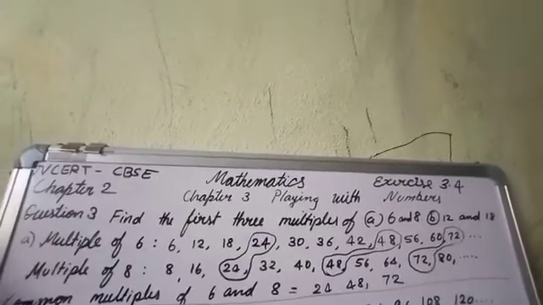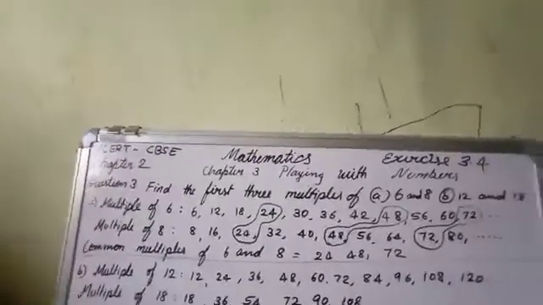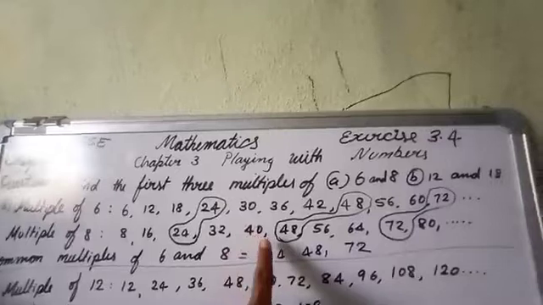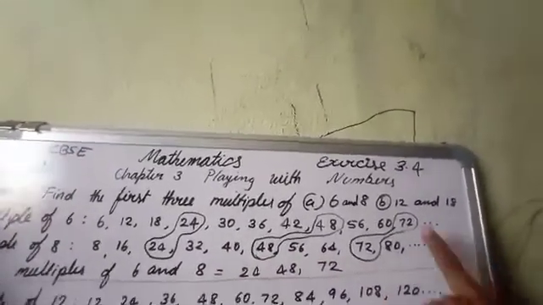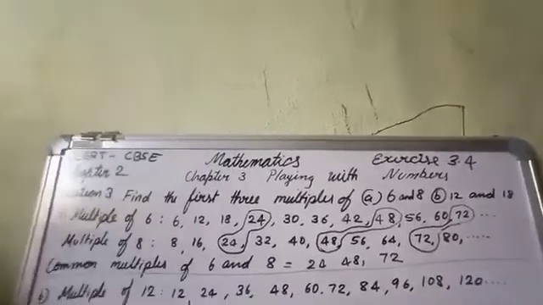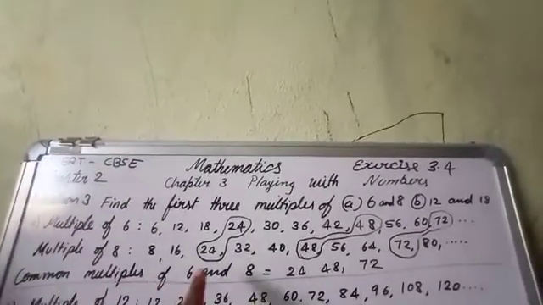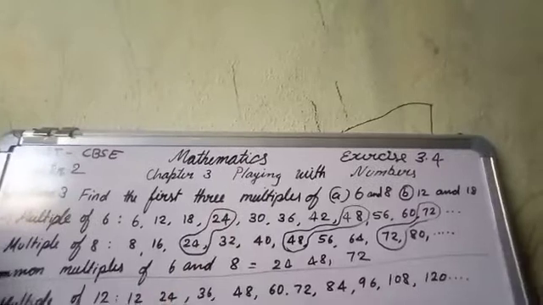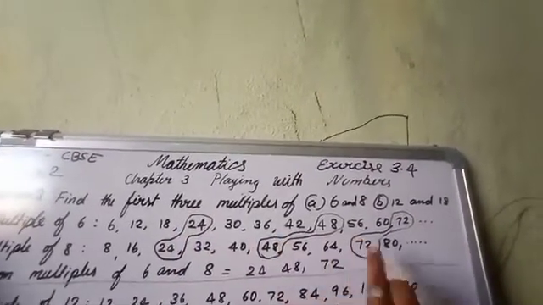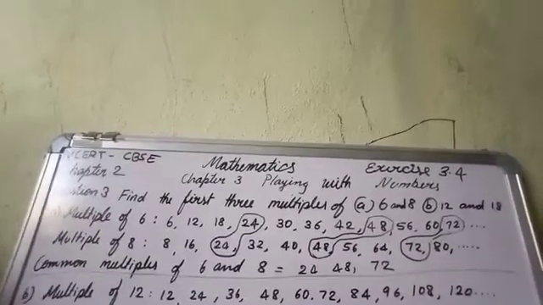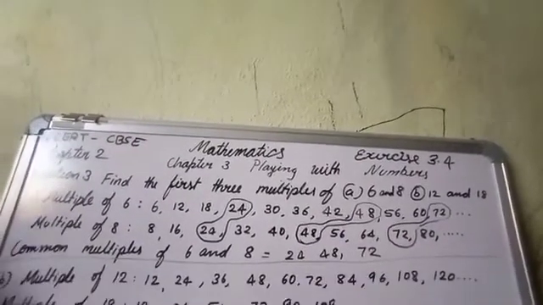In the same way, multiples of 8 can also be written: 8, 16, 24, 32, 40, 48, 56, 64, 72, 80 and so on. Now we have to find the common ones. Common means which are present in both: 24, 48, 72.